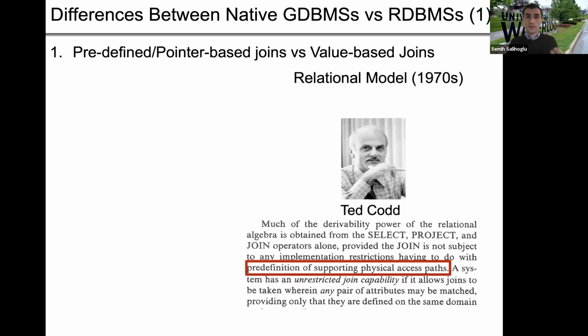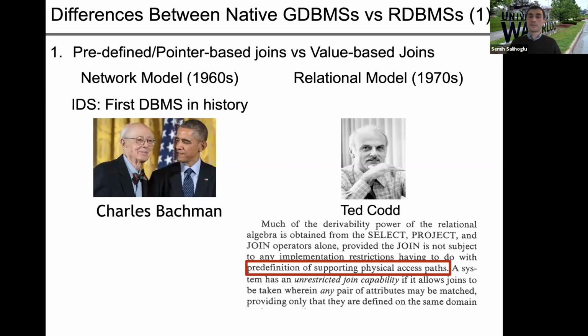I'm using the term predefined because this was a term that was used by Ted Codd, the inventor of the relational model, to criticize the graph database systems of his era, which was basically the systems that were built, the IDS system and the ones that were built on IDS. So IDS, for those of you who don't know the history of database management systems, was the first database management system in history, developed by Charlie Bachman, based on a model called network model. Network is another term used for graph. It was basically a graph model.